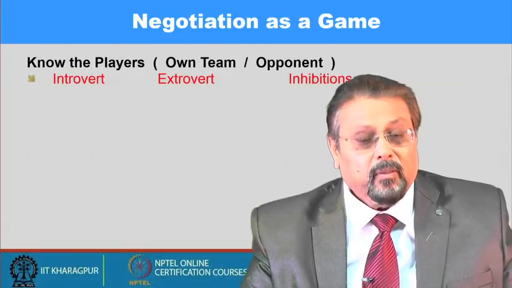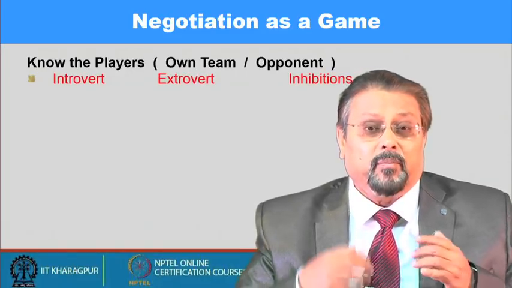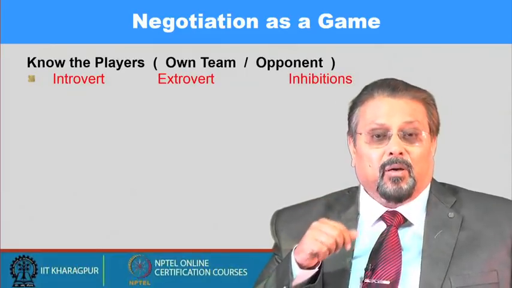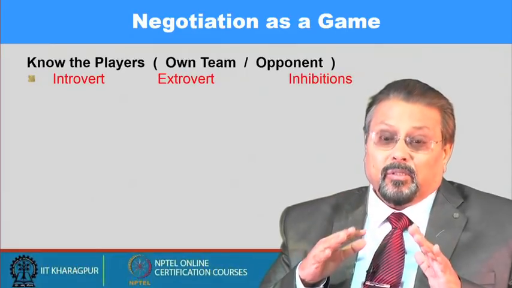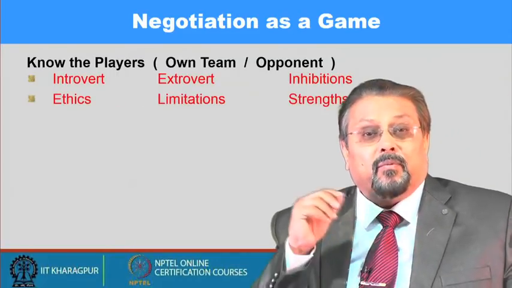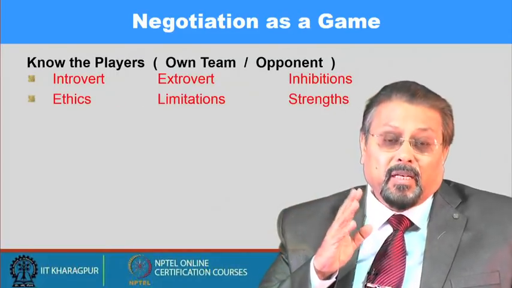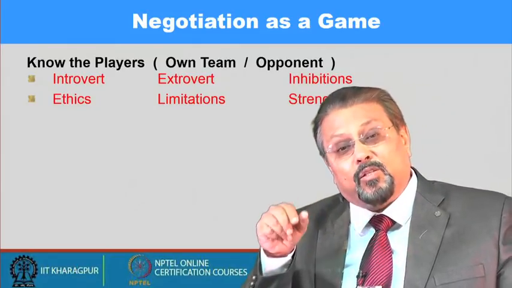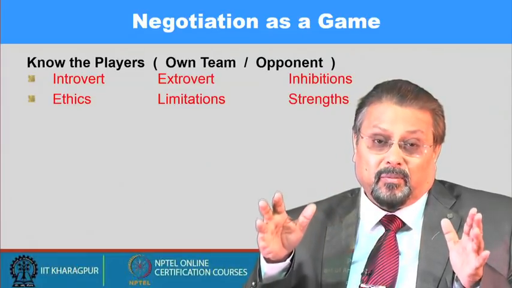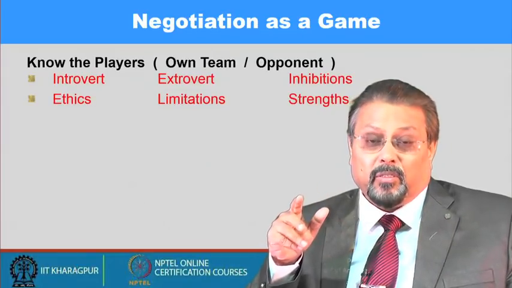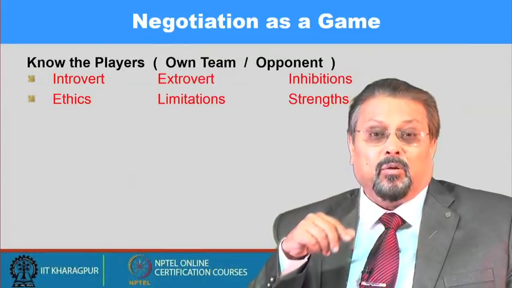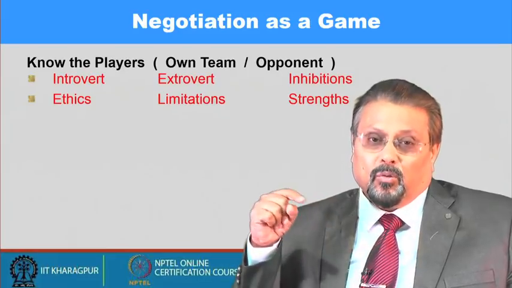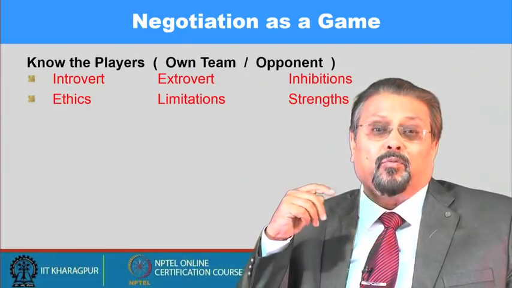It could be situations like, when you are knowing your own team or the opponents, whether they are introvert or extrovert kind, or have inhibitions, or maybe follow ethics or non-ethics. Are there any limitations to the strengths? That means you are going to find out the introvert or extrovert nature, the inhibitions, or the ethics followed by these groups, and their limitations and strengths. So it is not only for your team, it is also for opponents. It is very easy for you to find out all these points for your own team, but it is very difficult to find out for the opponents.